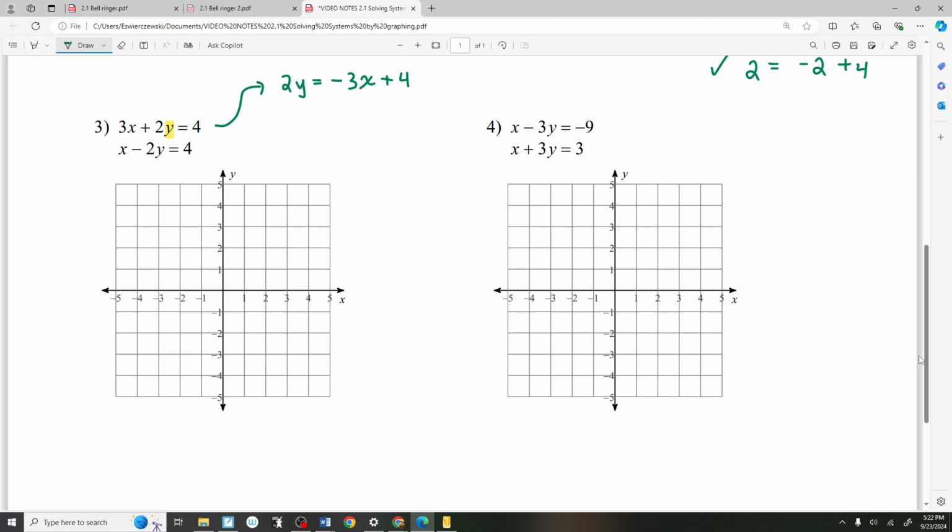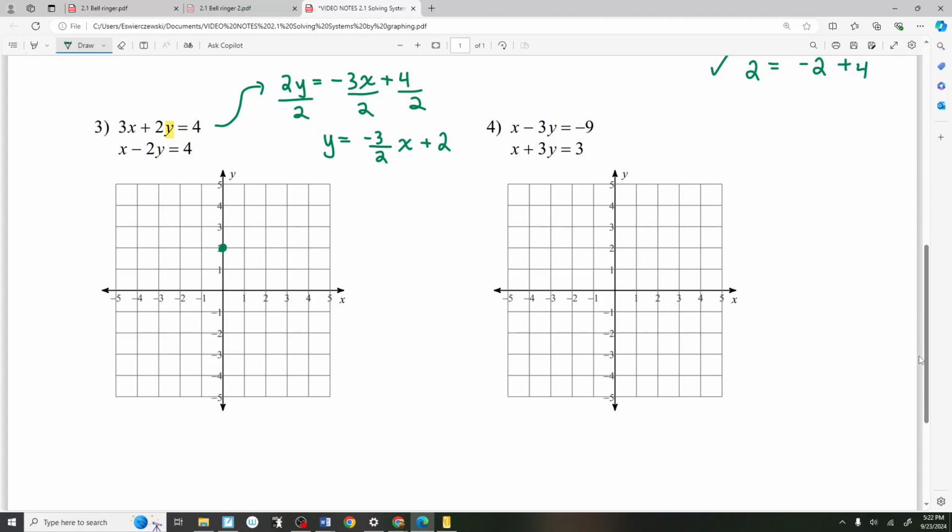And now I'm going to divide everything by 2. So that gets divided by 2, that gets divided by 2, and that gets divided by 2. So this is going to be y equals negative 3 over 2 x plus 4 divided by 2 is 2. So this is now in slope-intercept form, so I can use it. 2 is the y-intercept. Plot that point.